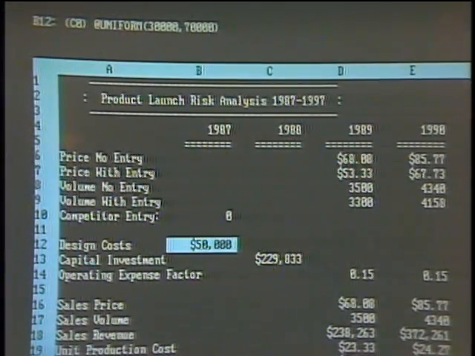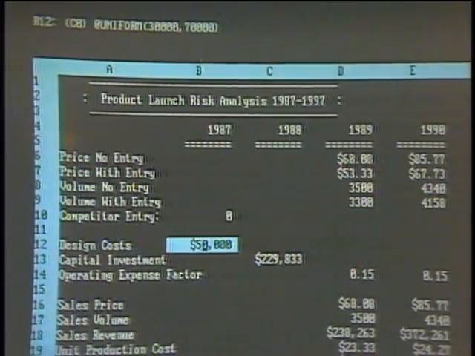Absolutely, and that's a very good point to make, because this is a true Lotus add-in, meaning that you are generally working in 1-2-3 as normal. The capabilities of the add-in are there when you need them. Otherwise, it's 1-2-3 as usual. Where the cursor is located is a design cost entry, and you'll notice up above that it's been entered as @uniform.